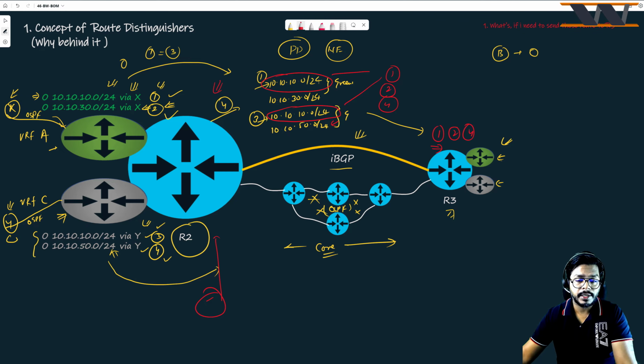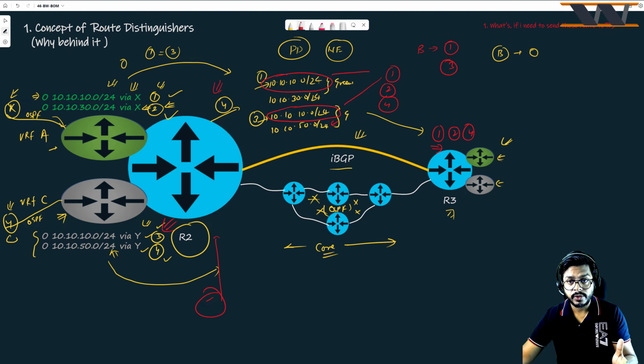It means that what I need to do is differentiate these routes. I need to make sure that BGP understands that the first green route is from customer A, and the third route, exactly this one, is from customer C or the VRF C. It is as simple as that. And how would I do that? How will I make this difference?